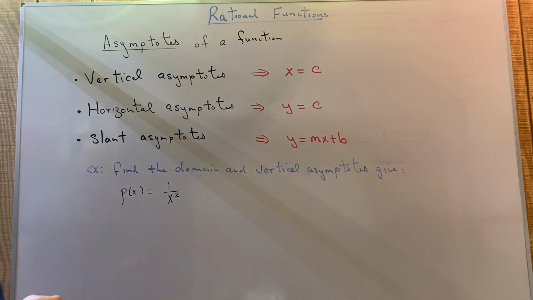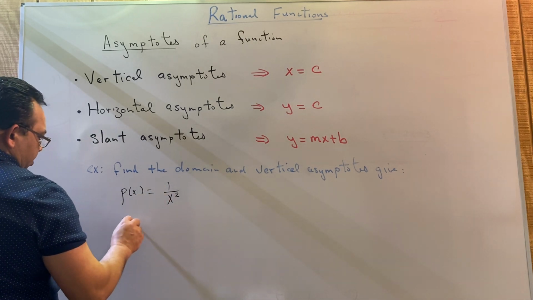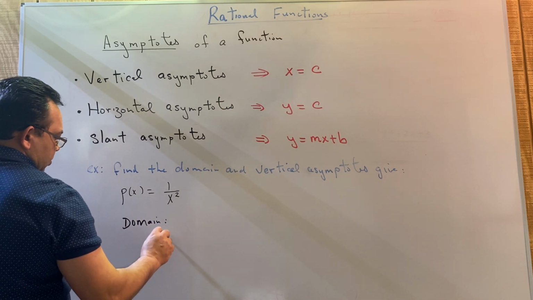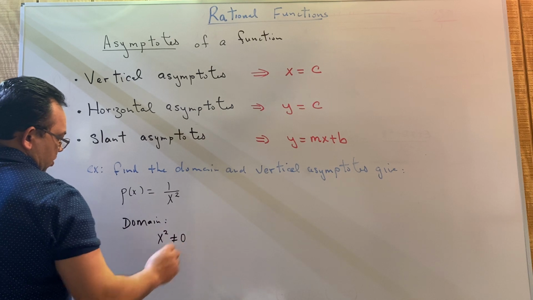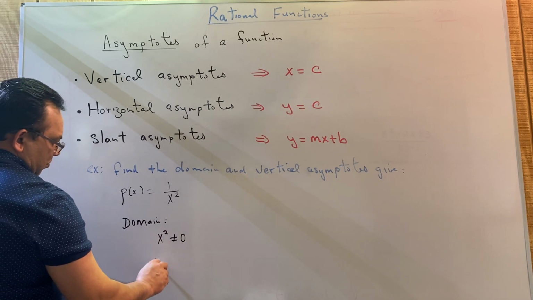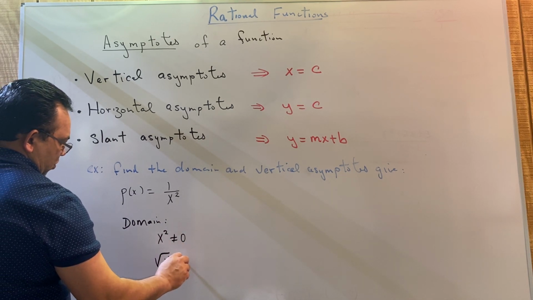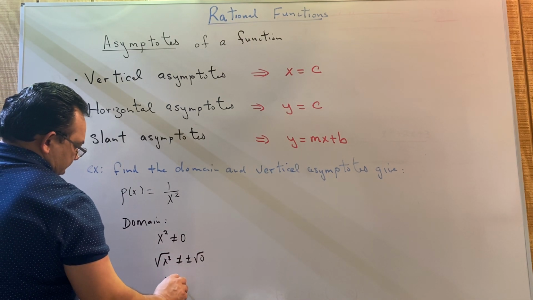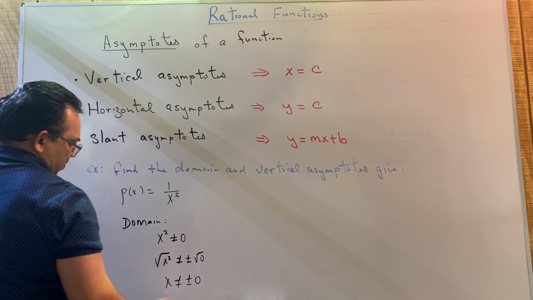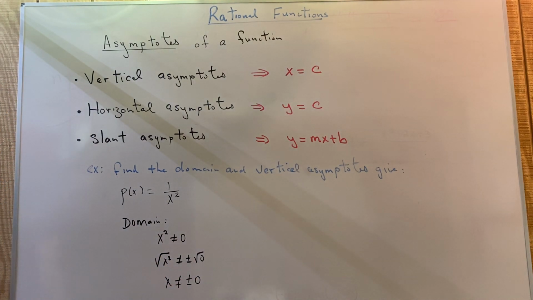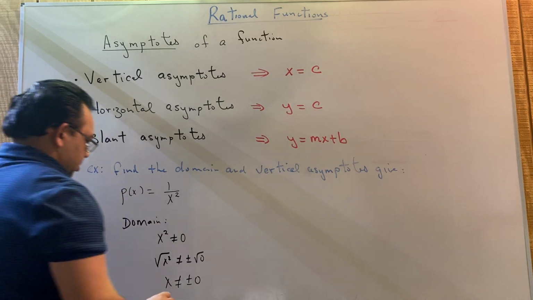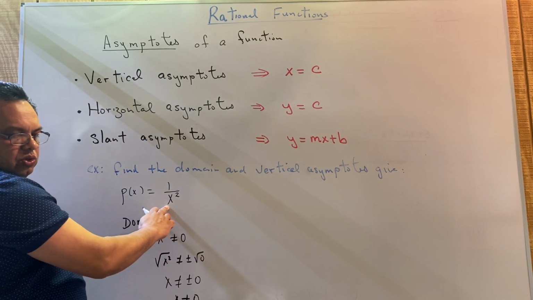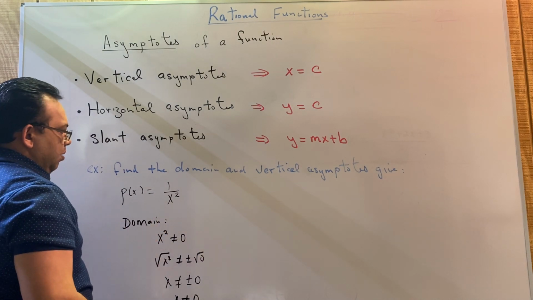Okay. So the domain, still the same process. We know that x squared cannot be equal to 0. Take the square root of both sides to get rid of the square, and don't forget we have a plus or minus square root of 0. So x cannot be equal to plus or minus 0. Well, there's no such thing as plus or minus 0, it's just 0. So this implies that x cannot be equal to 0, right? Which is clearly 0 squared, you will get a 0 in the denominator.